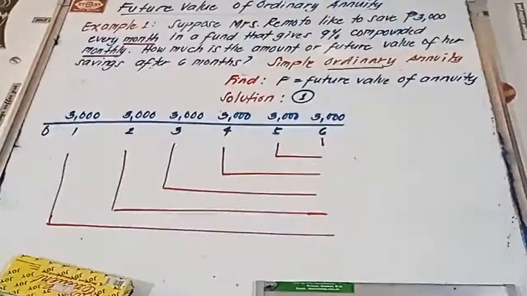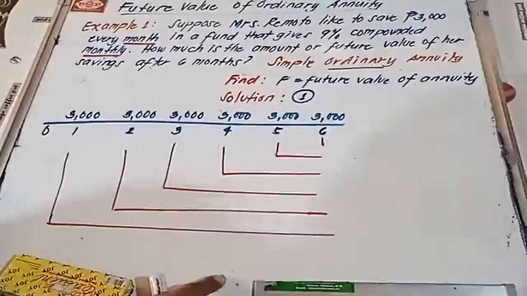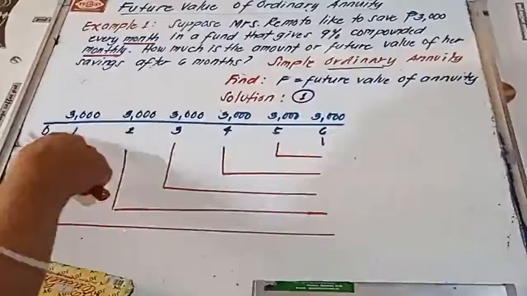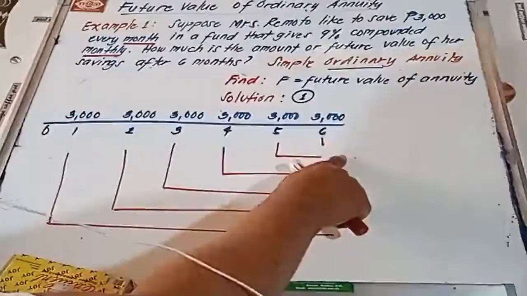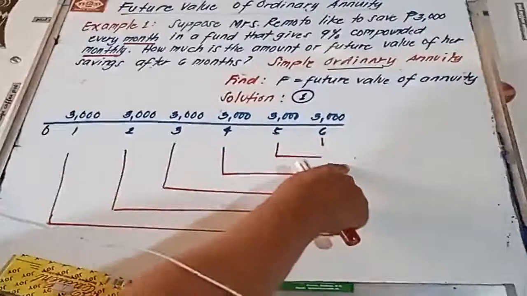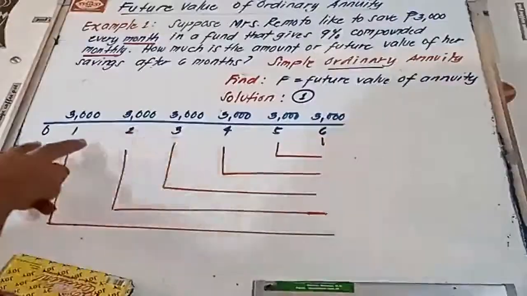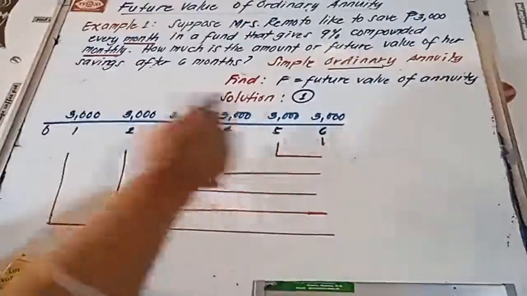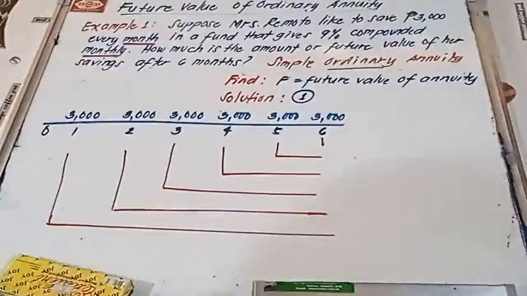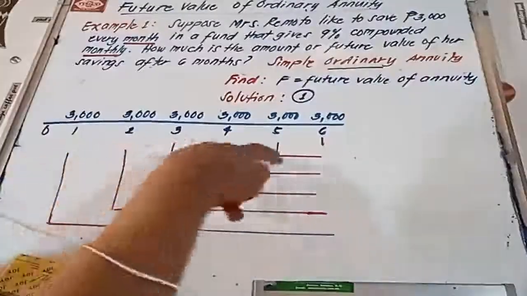So here's now the illustration in finding the future values of each payment of our ordinary annuity. Based on the definition, to get the future value of the annuity, we just get the future values of our payments. So this is the future, the 6th month. This is the first payment, second, third, fourth, fifth, and the sixth payment. Now, we will get the future values of these payments.